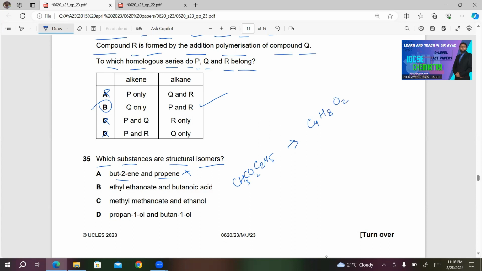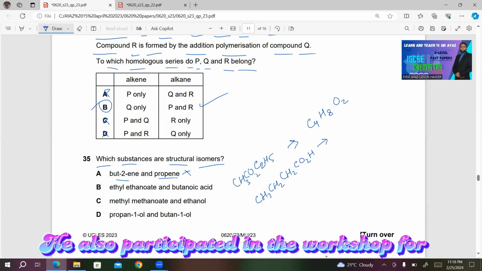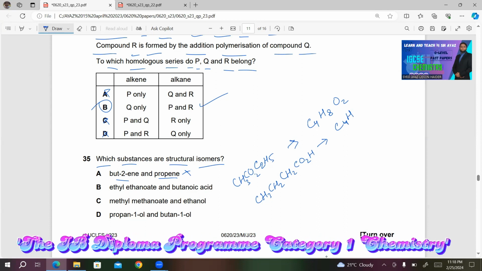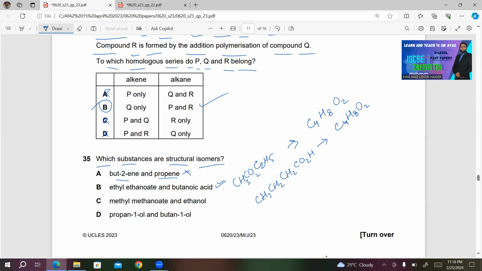Okay, what about butanoic acid? Butanoic acid is this: 1, CH3, 2, CH2, 3, CH2, and CO2H. The molecular formula will be C, 1, 2, 3, 4, 4 carbons, H, 4, 5, 6, 7, 8, O2. So this looks correct to me because both of these have the same molecular formula. So they must be structural isomers. They have different structures.